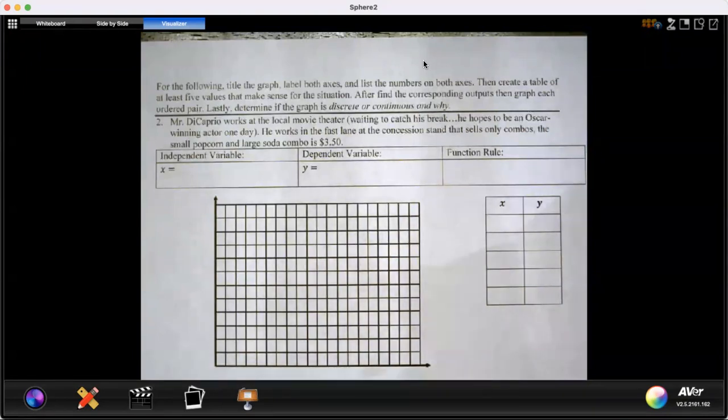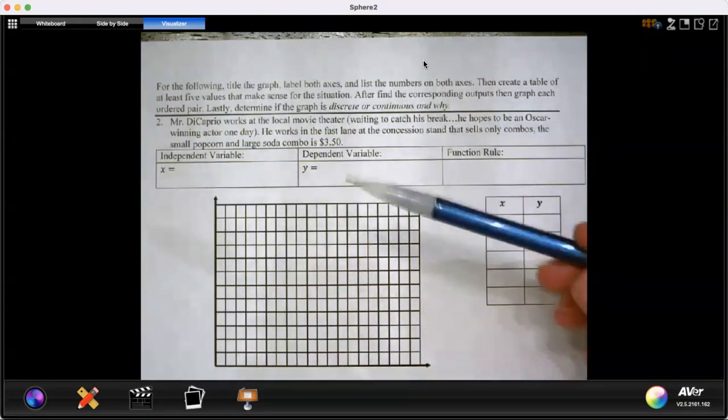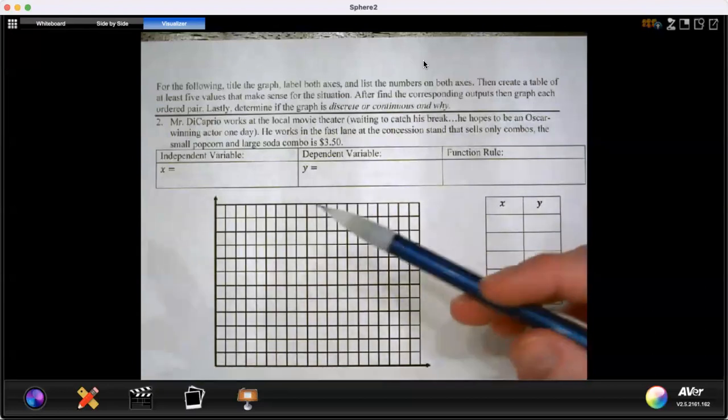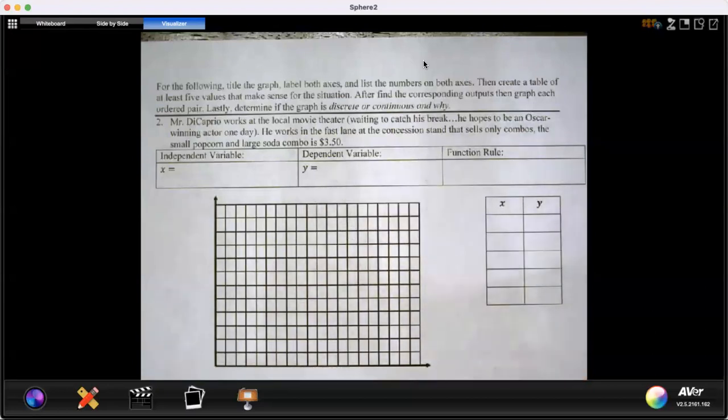Okay, so let's look at number 2. Mr. DiCaprio works at the local movie theater. He's waiting to catch his break in hopes of being an Oscar-winning actor one day. He works in the fast lane at the concession stand that sells only combos. The small popcorn and large soda combo is $3.50.